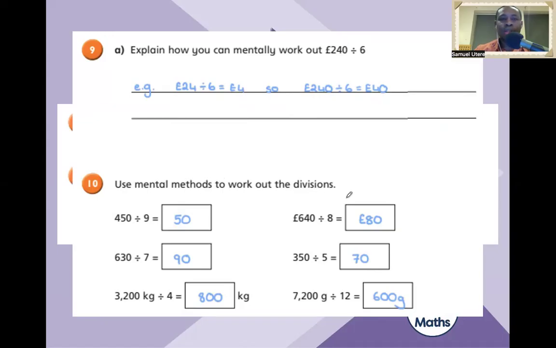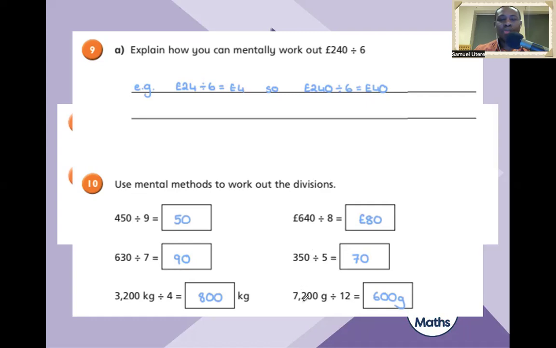Use mental methods to work out these divisions, and we can do the same strategy here. So here we can use the fact that 45 divided by 9 is equal to 5, so the answer will be 50. Here you can use the fact that 63 divided by 7 is 9, so your answer will be 90. Here you can use the fact that 32 divided by 4 is 8, so your answer will be 800. Here you can use the fact that 64 divided by 8 is 8, so your answer will be 80. Here you can use the fact that 35 divided by 5 is 7, so 350 divided by 5 is 70.